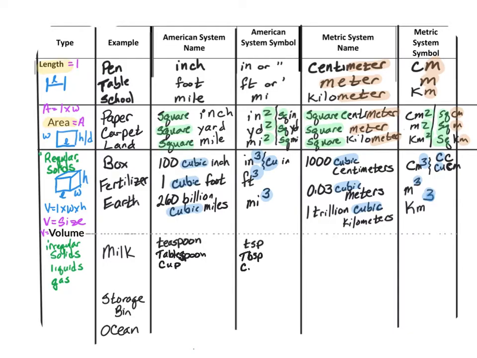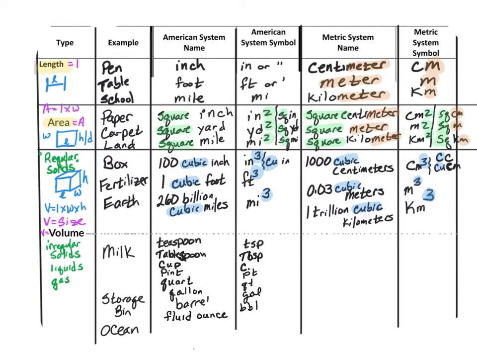Then we have pint, which is abbreviated PT. Then quart, which is QT. Then gallon, which is GAL. And sometimes people will use barrel, BBL, for liquids, but not usually for milk. We have one additional unit known as the fluid ounce.